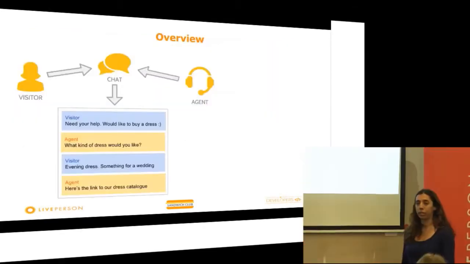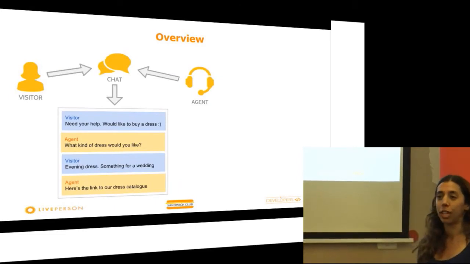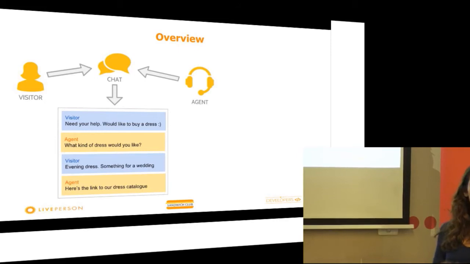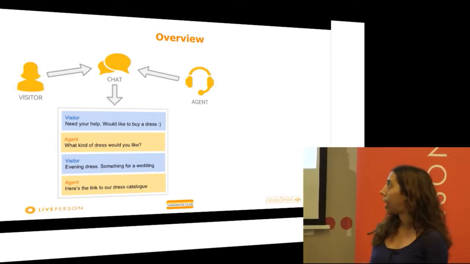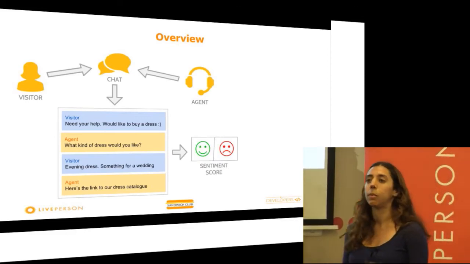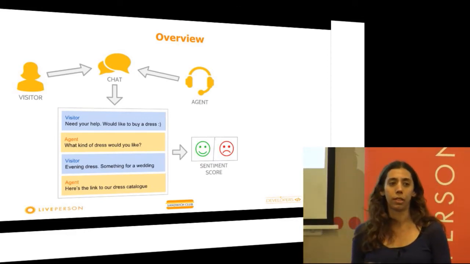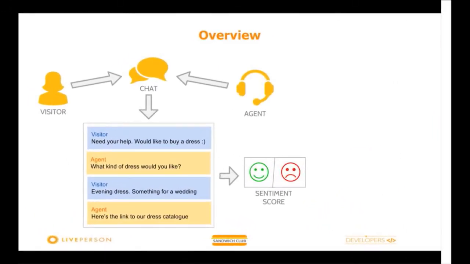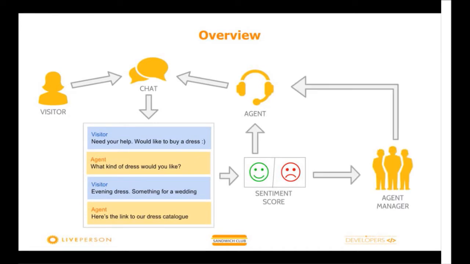So we have the visitor, he's on the site, he's chatting with the agent. We take the text of the chat, specifically the visitor lines, analyze it, and compute a sentiment score out of it. This sentiment score is an indication for the visitor emotion, whether he's happy, unhappy, satisfied, or not satisfied. We take this sentiment indicator and return it back to the agent and agent manager while the chat is still going on. Now, how do we use it?